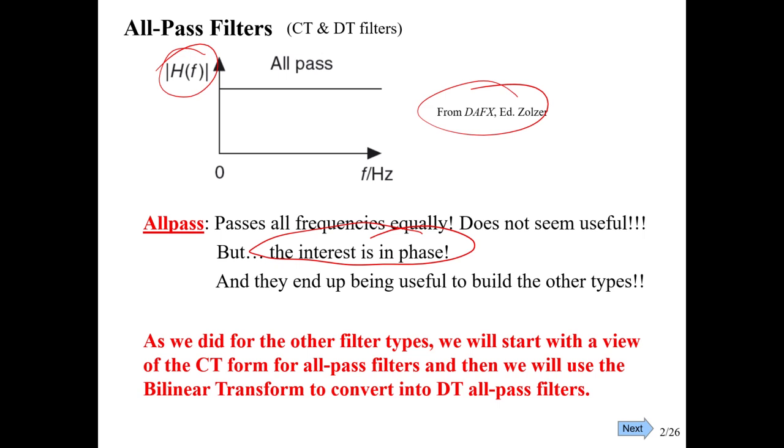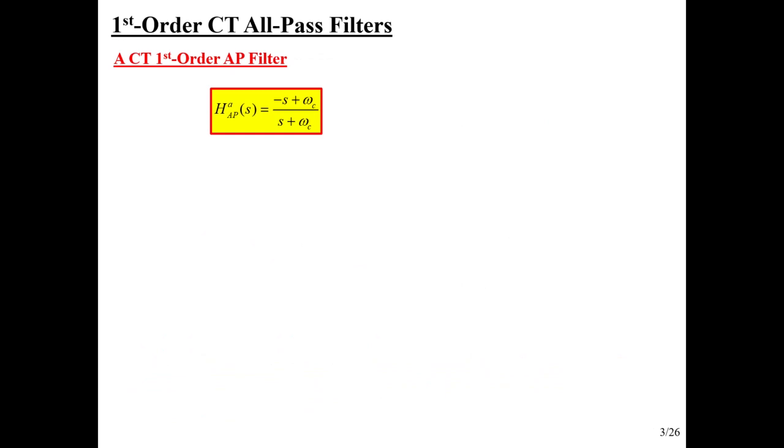Just like we did in some of our previous note sets, where we start with the continuous time view and then go to the discrete time view, namely by applying the bilinear transform, we're going to do the same idea here. So let's start with first order, continuous time, all-pass filters. My claim is that this is such a filter. Really, that's just one of two ways of doing it, and both of those ways are essentially the same.